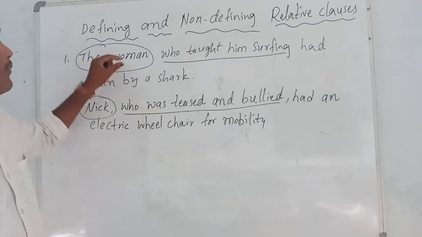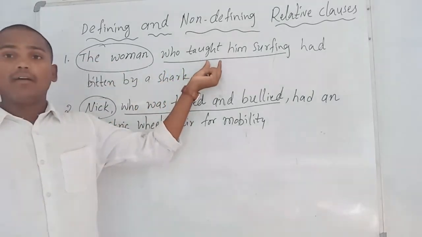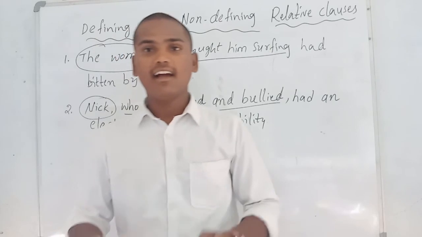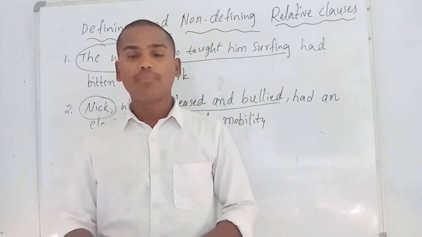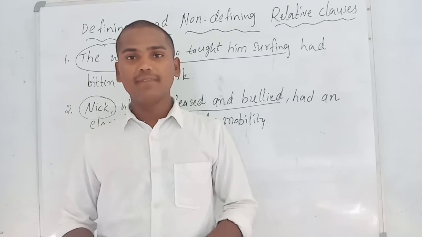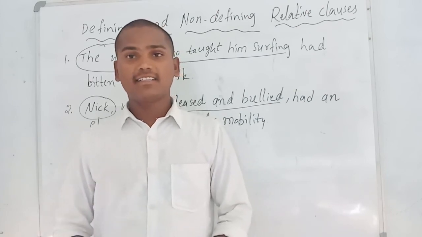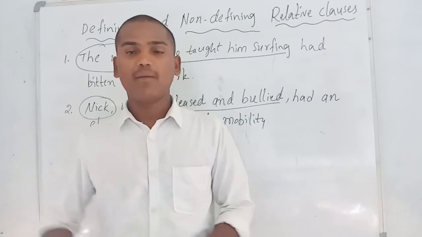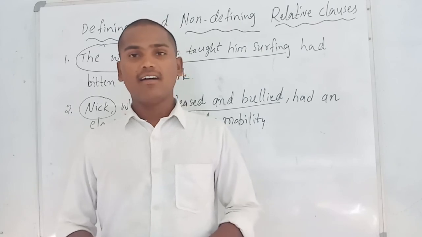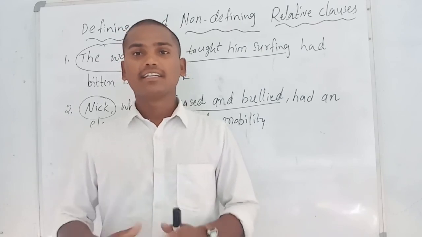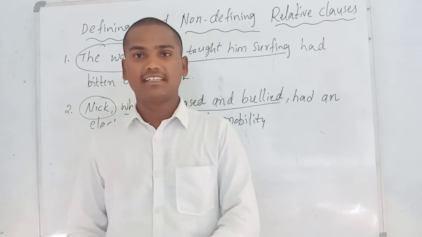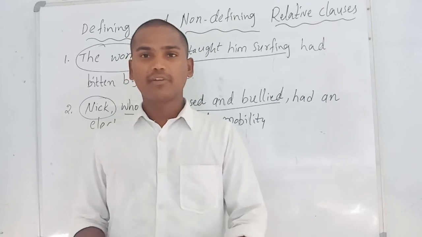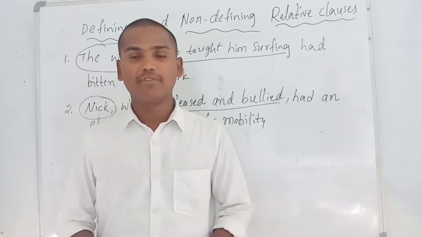In the first example, the woman gets identity through the underlined part. So that is the difference between defining and non-defining relative clauses. Hope you are understanding it. Let me tell you one more time. A defining clause gives identity to the person, the subject in the sentence. But a non-defining relative clause gives additional information about the subject in the sentence. So that is the difference between these two examples. I am hoping you at least get some idea about defining and non-defining relative clauses.